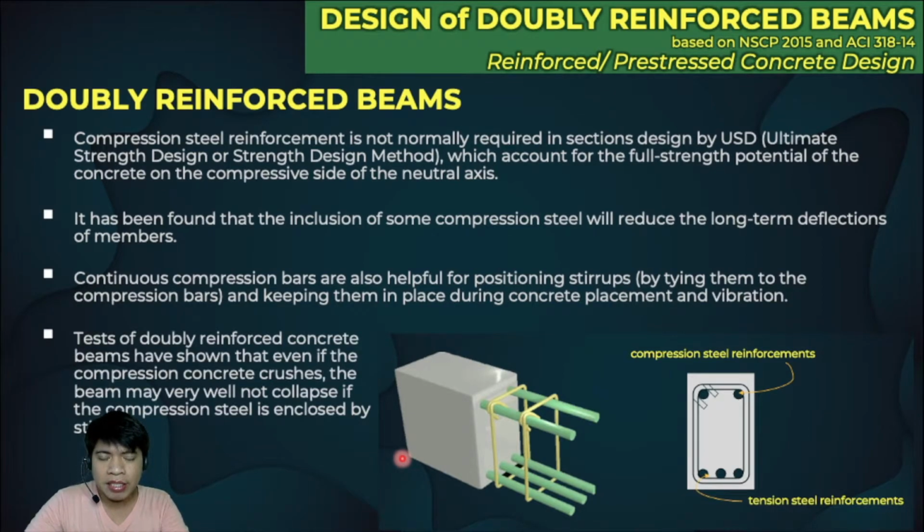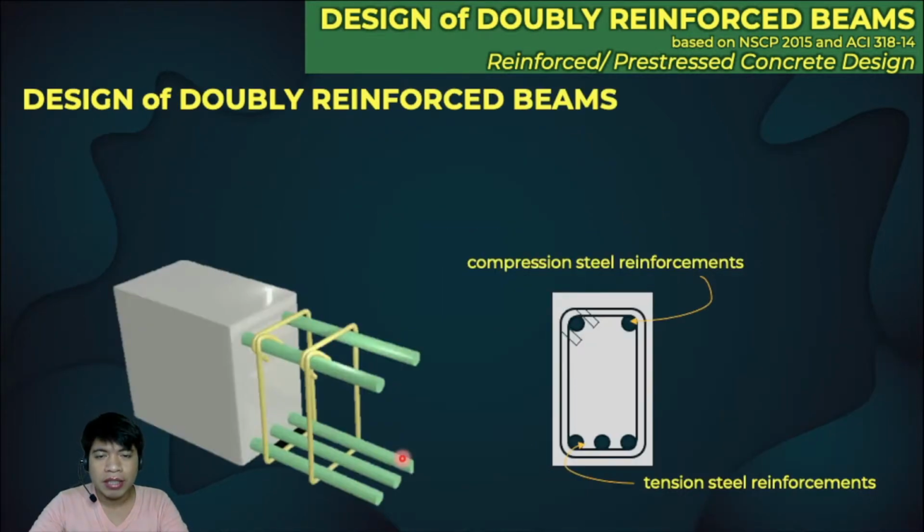Okay, so tests of doubly reinforced concrete beams have shown that even if the concrete compression crushes, the beam may very well not collapse if the compression steel is enclosed by stirrups. So proven and tested na daw na kapag meron tayong doubly reinforced beam, kahit mag-crush yung ating compression concrete, ay maaaring hindi pa rin mag-collapse yung ating beam, dahil nandun pa rin yung ating compression steel.